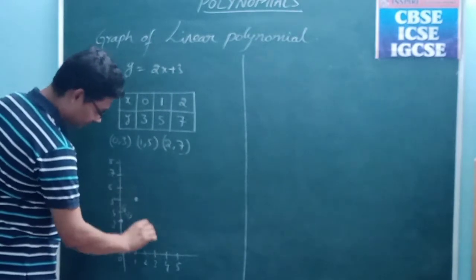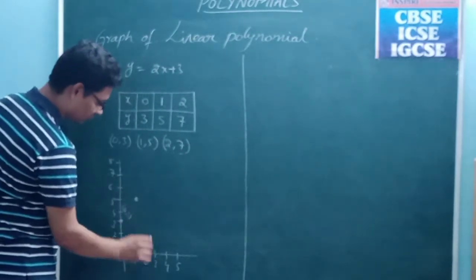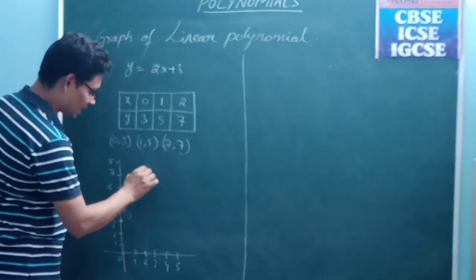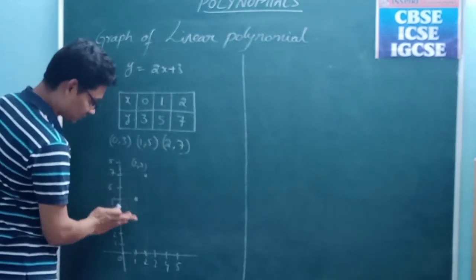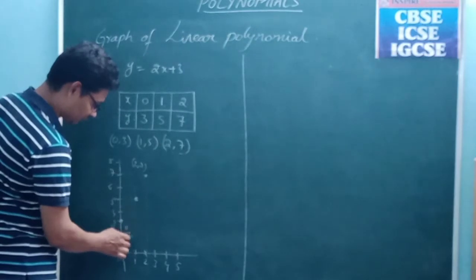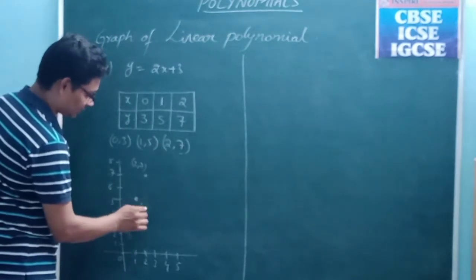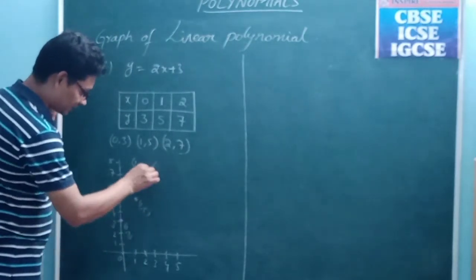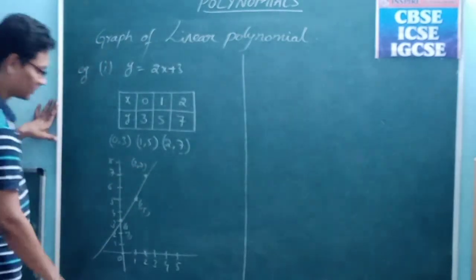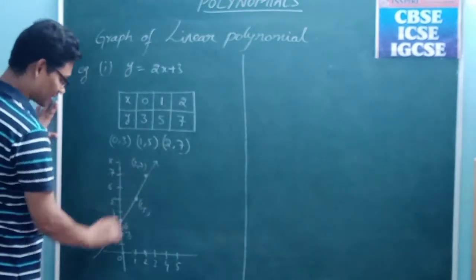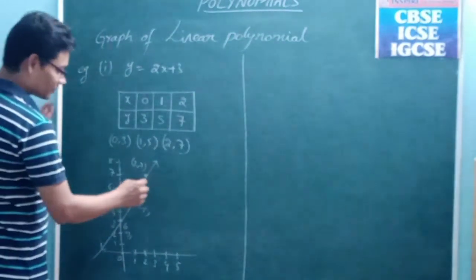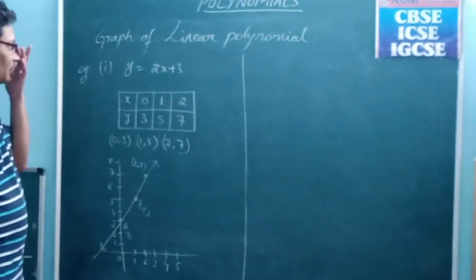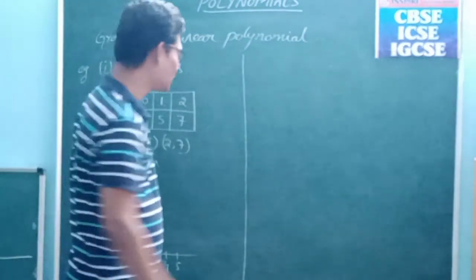When you are drawing on graph sheet, you may get exact, accurate values. This is (2, 7). This is (0, 3). And this is (1, 5). Using a scale, if you join the 3 points, you will get a straight line like this. So this is the graph of the linear polynomial.